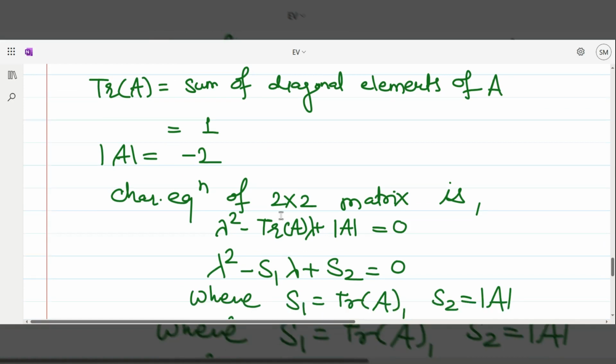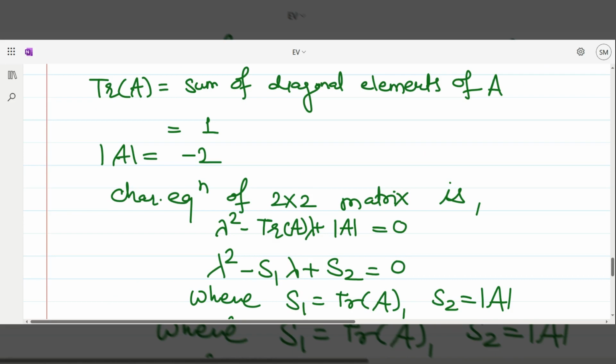Or instead of writing in terms of trace and determinant, we can also write this characteristic equation of a 2 by 2 matrix as lambda square minus s1 lambda plus s2 equal to 0, where s1 is the trace of the matrix and s2 is the determinant of the matrix.